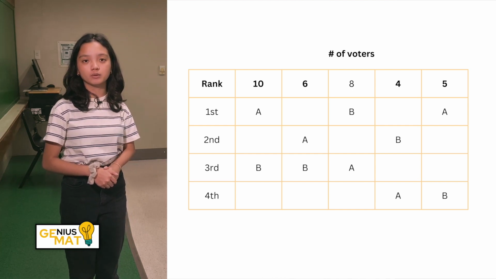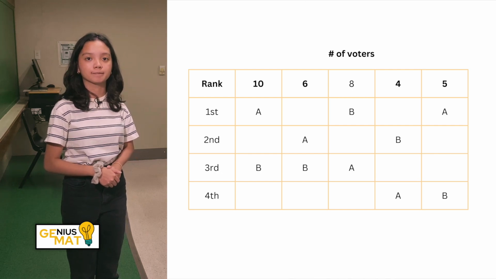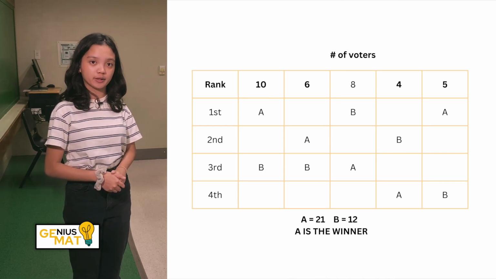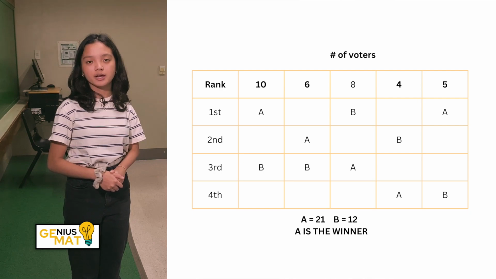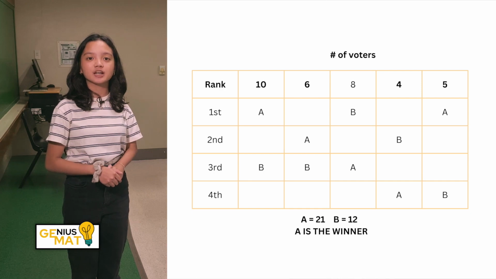Now A and B are the only 2 left, so we will now compute their total first place votes again. A would get 21 votes and B would get 12 votes. Therefore, A is the winner using the Hare system. Next is the approval voting.